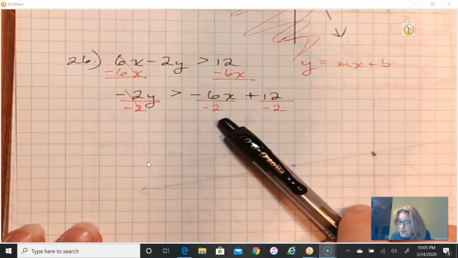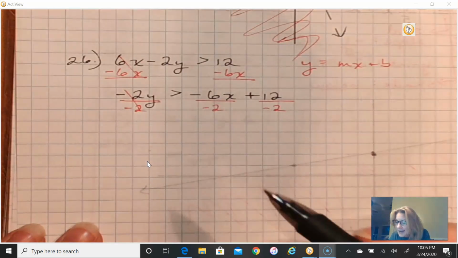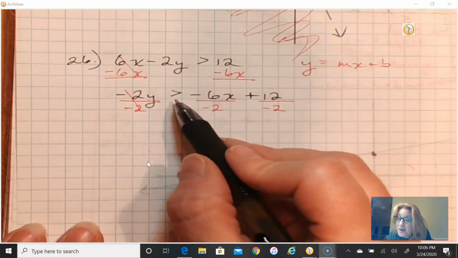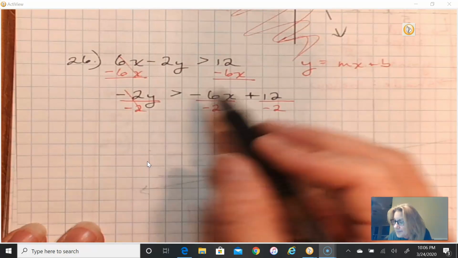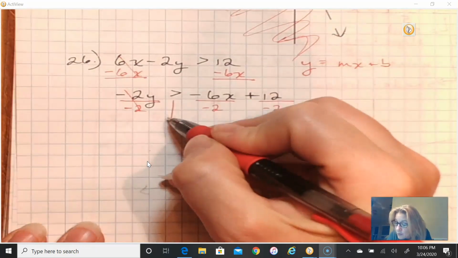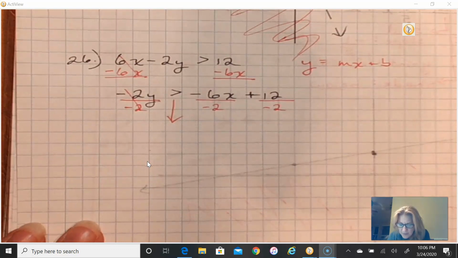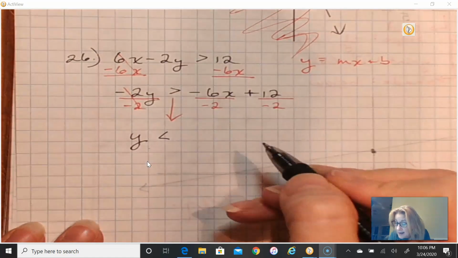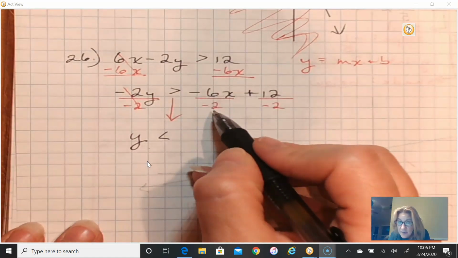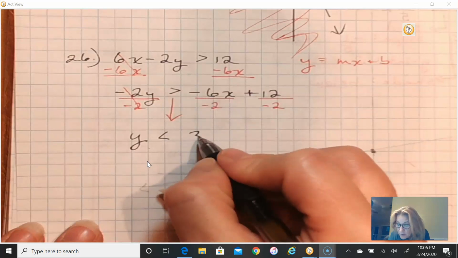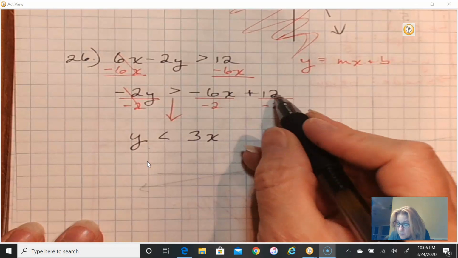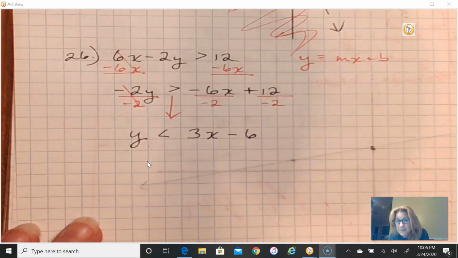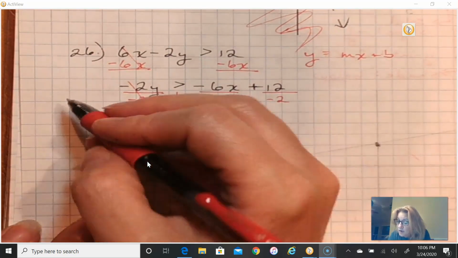Oh, I forgot. Remember when we did inequalities? It just hit me. If we divide by a negative, what happens to the inequality? We've done this this year, but y'all might have forgotten. That's right. This sign is going to flip. Be careful with that. So this would be y is less than. Negative divided by negative is a positive. 6 divided by 2 is 3x. Positive divided by negative is a negative. 12 divided by 2 is negative 6. Okay, so I'm going to put a big old star right there.